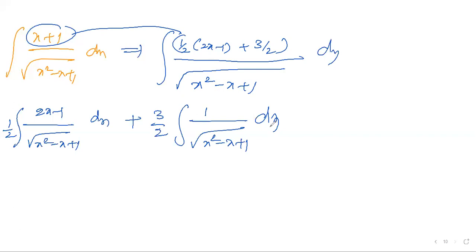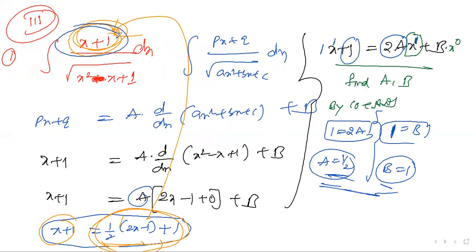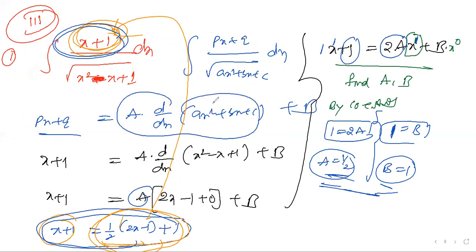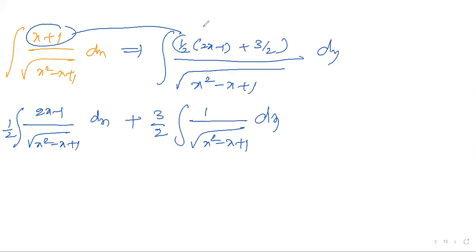This is a very interesting concept. Please, once again I'm trying to explain what I did. Take a question; instead of this, you rewrite this. I take a into d by dx of the denominator plus b. After differentiation, you can compare coefficients and get a and b. Then substitute here and rewrite the numerator x plus 1 by our answer. Then separate the a part and b part. This is very interesting.